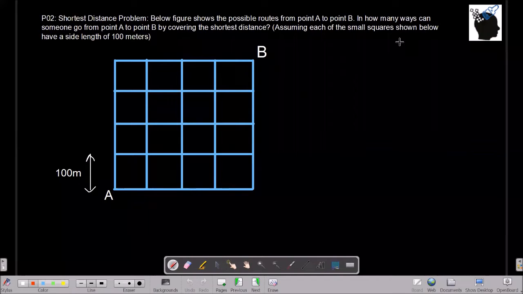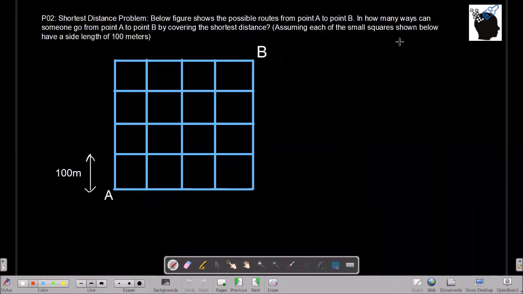P02, shortest distance problem. Below figure shows the possible routes from point A to point B. In how many ways can someone go from point A to point B by covering the shortest distance? Assuming each of the small squares shown below have a side length of 100 meters.